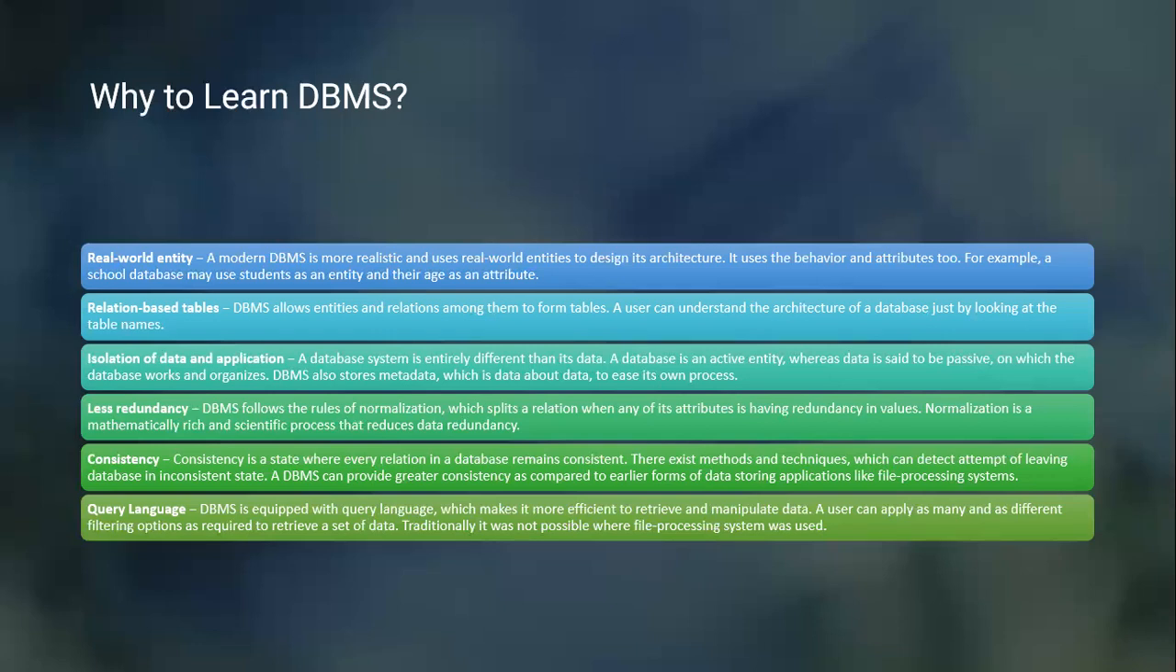So, query language, class, DBMS are equipped with a query language, which makes it more efficient to retrieve and manipulate data. Usually a user can apply as many and as different filtering options as required to retrieve a set of data. Traditionally, it was not possible where a file processing system was used.